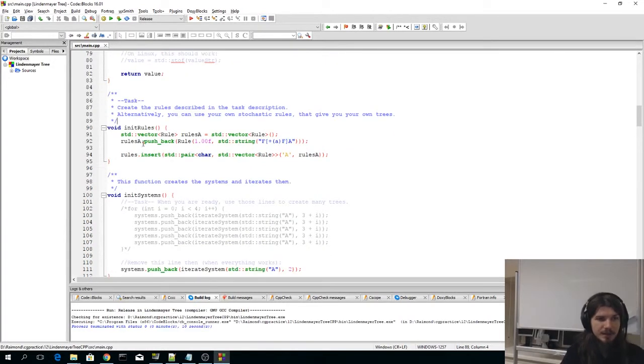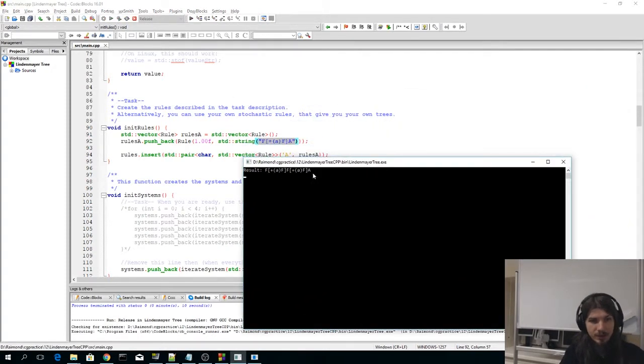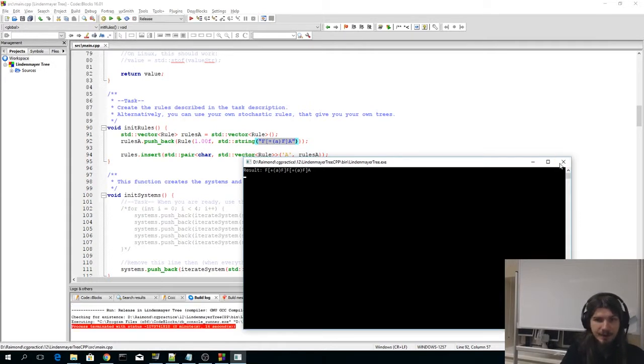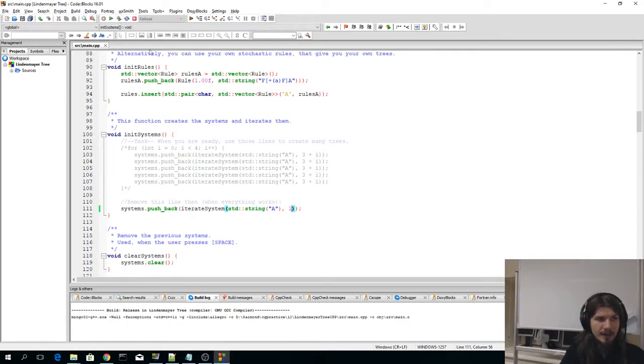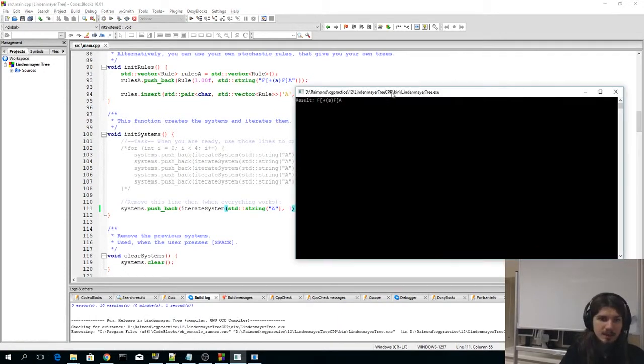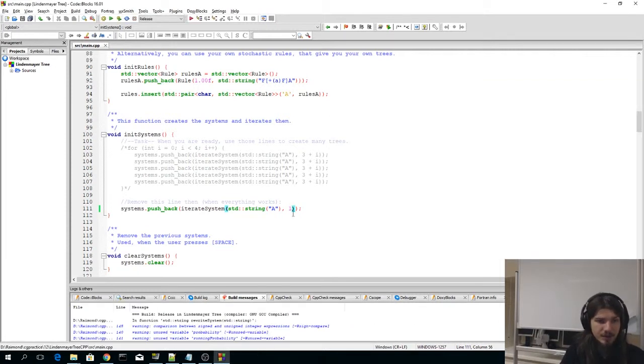Here we initialize the rules. So currently there is only one rule which says that with 100% probability we substitute A with this string. So this is why when we run this, we get this value here. And we actually have it twice, as you can see. Okay, so init systems. As you can see, we iterate the system 2 times. If we put 1 here and recompile, then we will see this 1 time. So the second iteration overwrote this last A and added the second repetition of that rule.